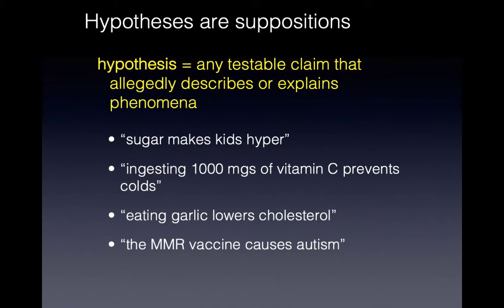And here are some from the videos. Sugar makes kids hyper. Suppose people think, for instance, that taking vitamin C prevents colds, so the hypothesis would be that ingesting 1,000 milligrams of vitamin C prevents colds. Here's another: eating garlic lowers cholesterol. People believe by taking garlic, their cholesterol is lowered. Some people notice that after they take garlic, their cholesterol is lower. The issue there, of course, is that it wasn't a controlled trial.